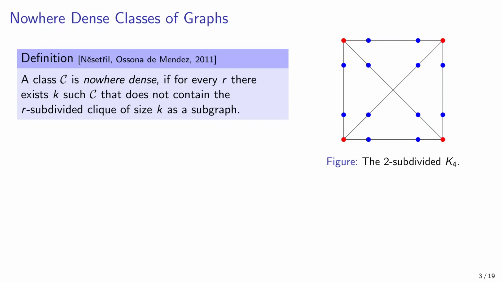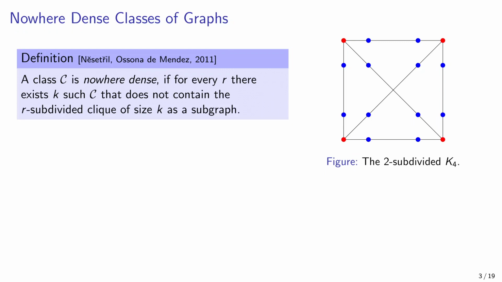One important family of graph classes where you can do this efficient model checking are the nowhere dense graph classes. The class C is nowhere dense if for every r there exists some k such that C does not contain the r subdivided clique of size k as a subgraph. On the right side you see, as an example, the 2 subdivided clique of size 4.